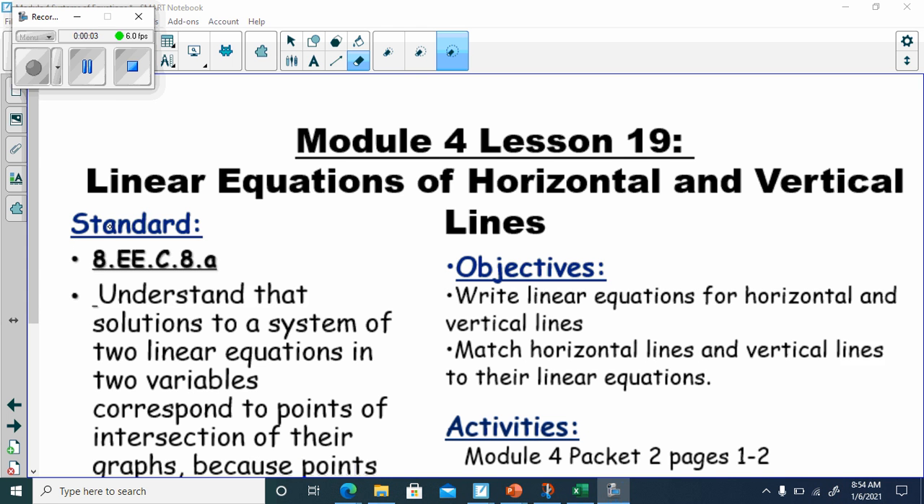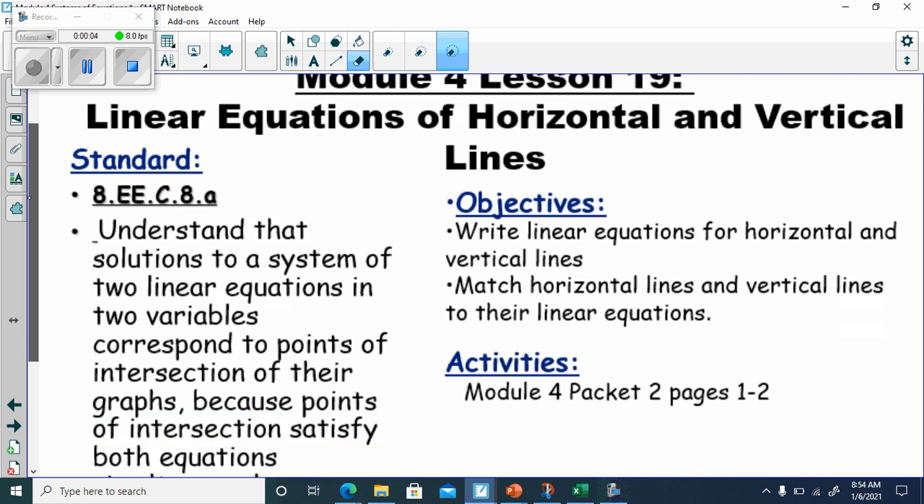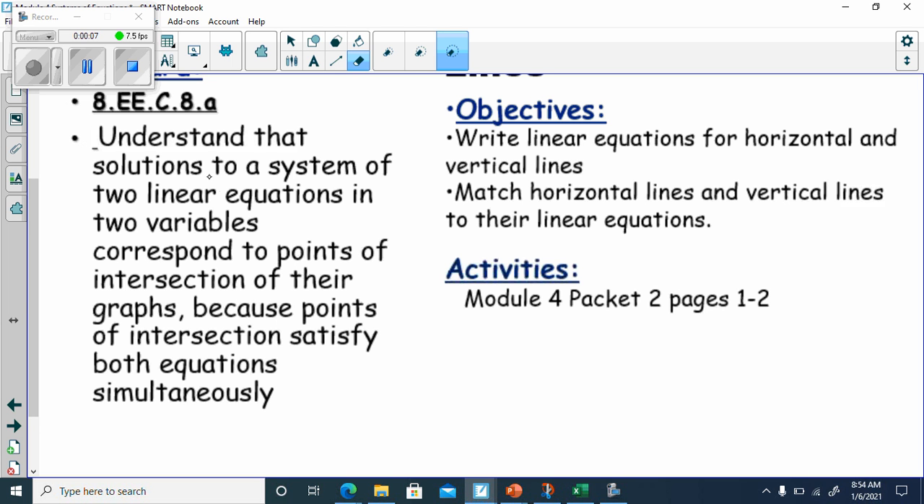This is Module 4, Lesson 19. On Standard 8.EE.C.8.A, we're going to be talking about systems of two linear equations. And we're going to understand that where they intersect, their point of intersection is the point that satisfies both equations simultaneously.